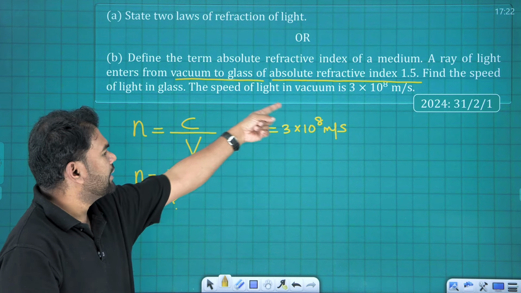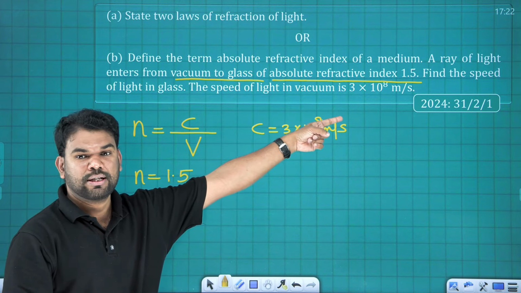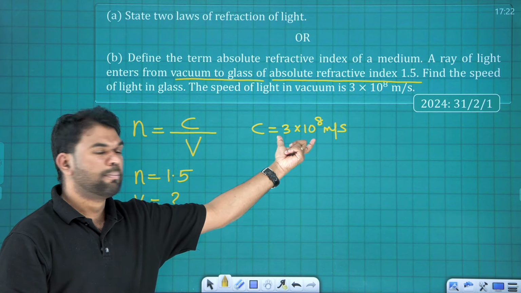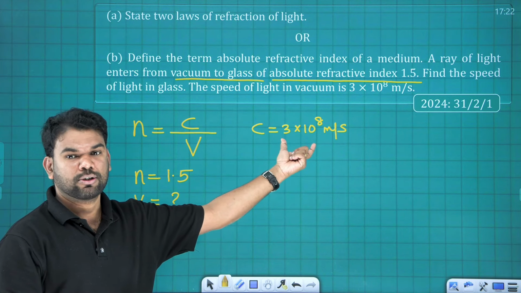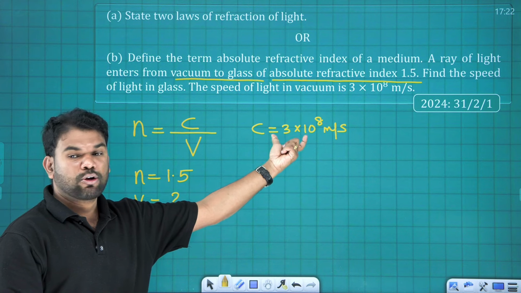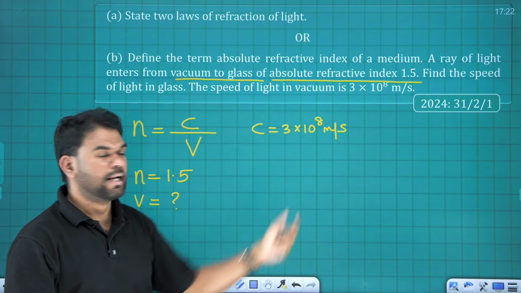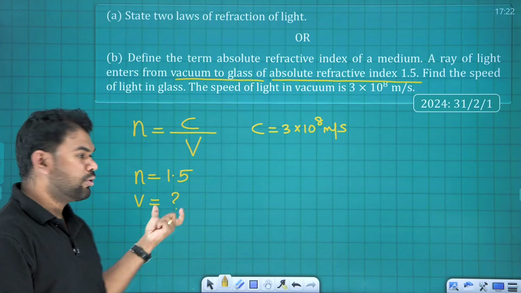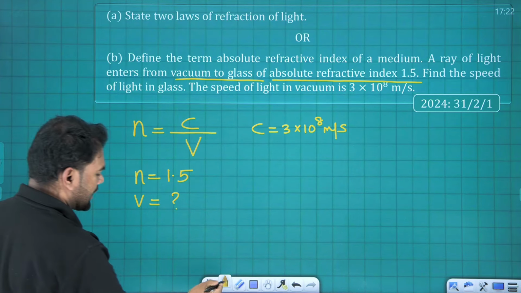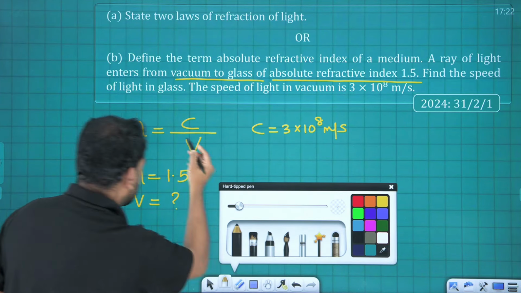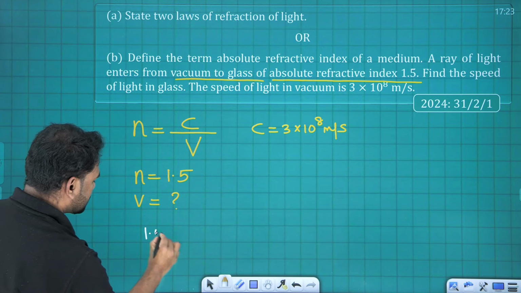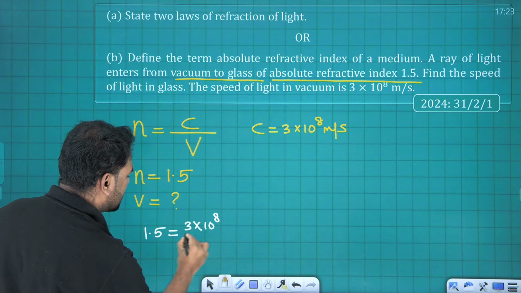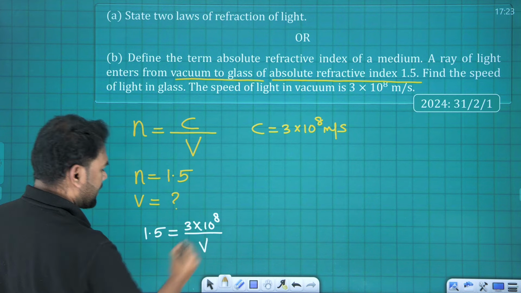Already the speed of light in vacuum is given as 3 into 10 raised to 8 meter per second. This value you should remember, because sometimes it will not be provided in the question paper. So the speed of light in vacuum is 3 into 10 raised to 8 meter per second. So we have n, we have c, and we can find v using the above given equation. So we can directly substitute these values here. 1.5 equals 3 into 10 raised to 8 divided by v.